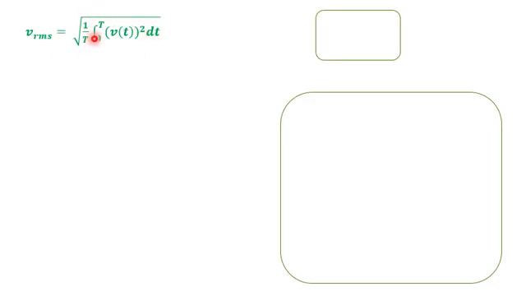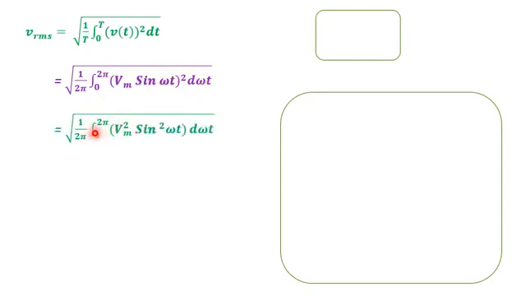So here the value of T will be 2 pi, that is root of 1 by 2 pi integral 0 to 2 pi of Vm sin omega t the whole square d omega t. So that is 1 by 2 pi integral 0 to 2 pi Vm square sin square omega t. Vm square is a constant, we can take it outside the integral. Then sin square omega t: we cannot integrate sin square omega t as such, so we need to substitute for it. Here I am substituting sin square omega t as 1 minus cos 2 omega t by 2.